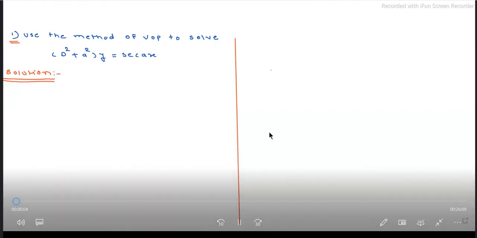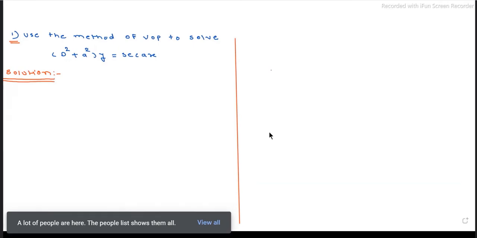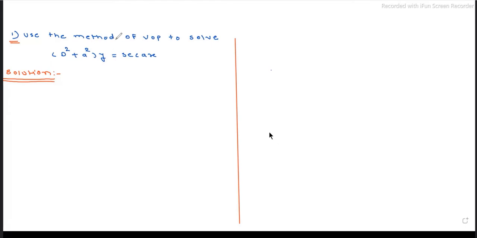Okay, so check how this problem is solved. Now, just observe the problem carefully. Here, use the method of variation of parameter to solve. VOP is nothing but variation of parameter method. Use the method of variation of parameter to solve (D square plus a square) y equal to sec ax. Okay, means in short we have to use this method, variation of parameter, to get the complete solution.